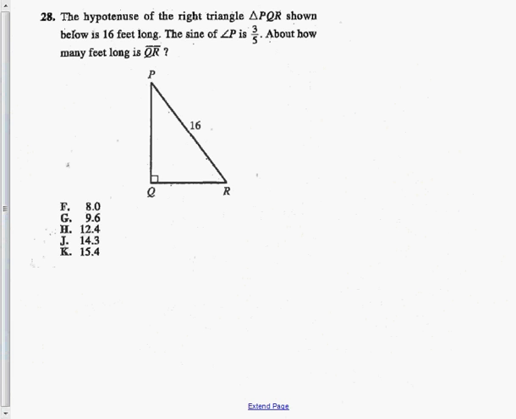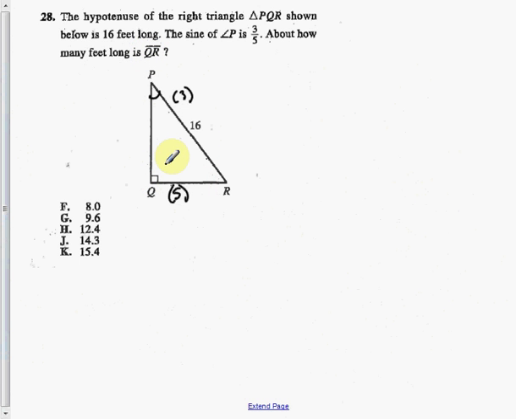The hypotenuse of a right triangle PQR shown below is 16. The sine of angle P right here is 3/5. So the sine is said to be the opposite over the hypotenuse. The opposite here is the ratio, 3. I'm going to put that in parentheses. And here, the hypotenuse ratio is said to be 5. And then it says about how many feet long is QR. How many feet long is QR?